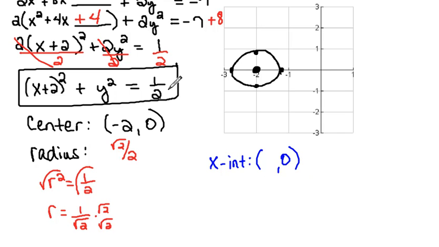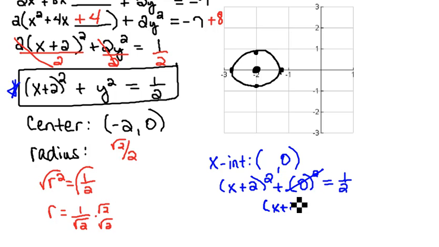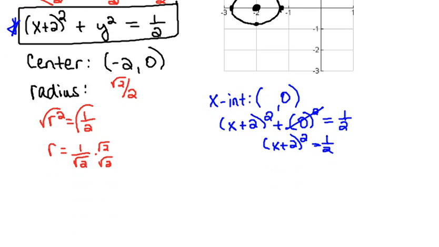So let's go back to our standard form, and let's write that out as x plus 2 quantity squared plus 0, or y rather, which is 0, squared equals 1/2. Alright, so 0 squared is gone, it's just nothing. So we have x plus 2 quantity squared equals 1/2. Now here is where things get a little tricky. To undo the square, we have to take the square root of both sides. So that would be x plus 2 equals plus or minus.